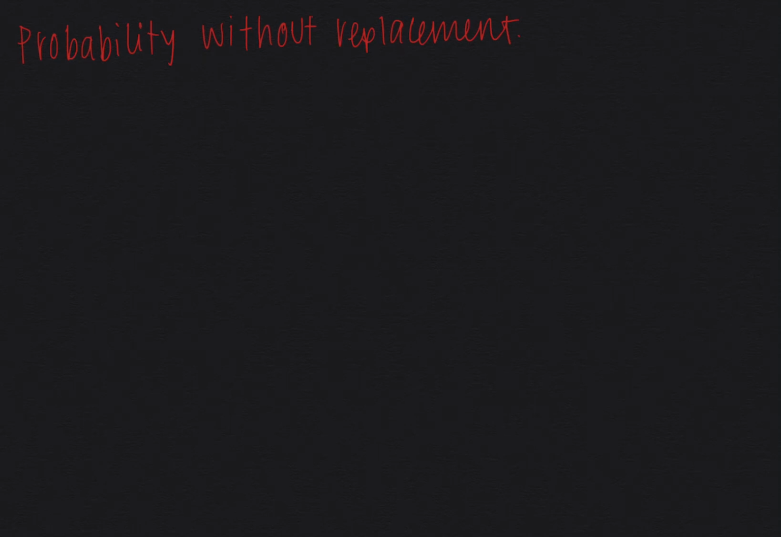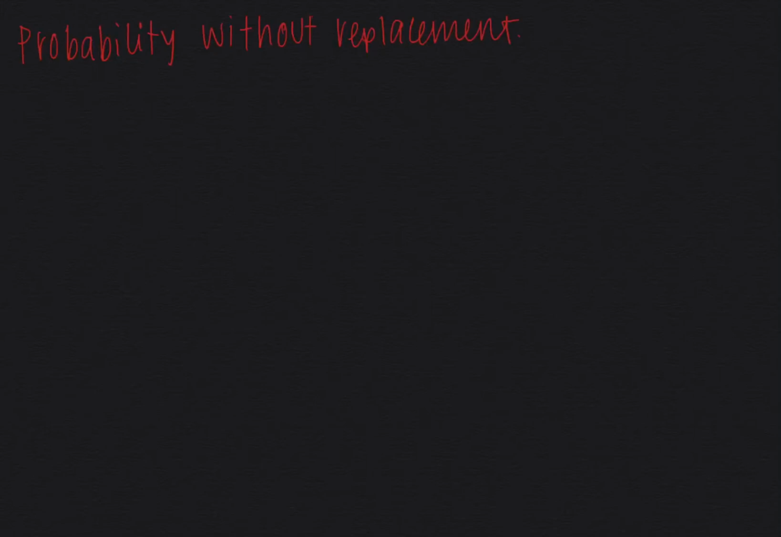Hey everyone, so today we're going to start talking about probability without replacement. What that means is we're going to have examples where you take something out and you don't put it back. And this is going to affect our probability because it's going to affect the total number of things that we're talking about. So, let's just start by looking at an example.